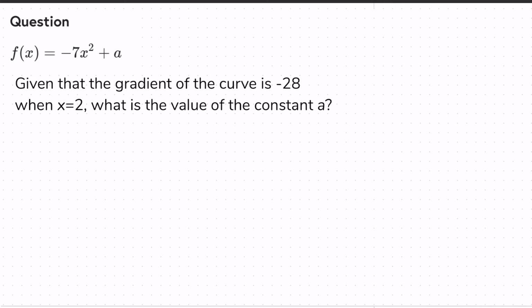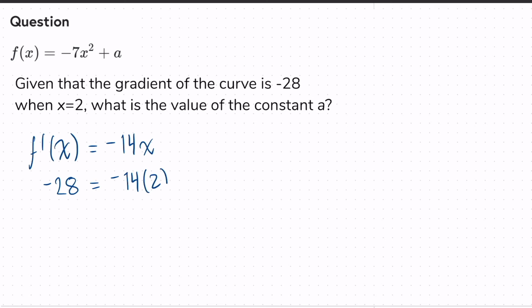Now, in this next question, my first instinct is immediately to start differentiating, to make the gradient function, and then to start substituting in to find some other variable. So let's just do that and see how it goes. So f prime x is equal to minus 14x. And it tells us that given that the gradient of the curve is negative 22 when x equals 2, so negative 28 is equal to when x is 2. Well, that's just telling us that negative 28 is equal to negative 28.